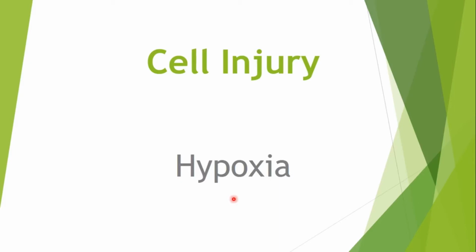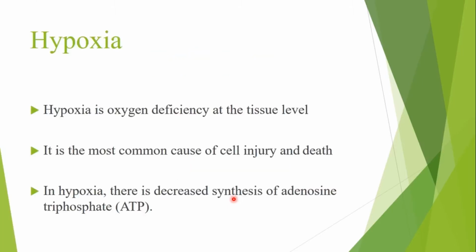In the last video, I gave you an overview of the causes of cell injury, and in this video, I'm going to focus on hypoxia. So hypoxia is oxygen deficiency at the tissue level, and it should be differentiated from anoxia. Anoxia means complete lack of oxygen. And hypoxia is the most common cause of cell injury and cellular death.